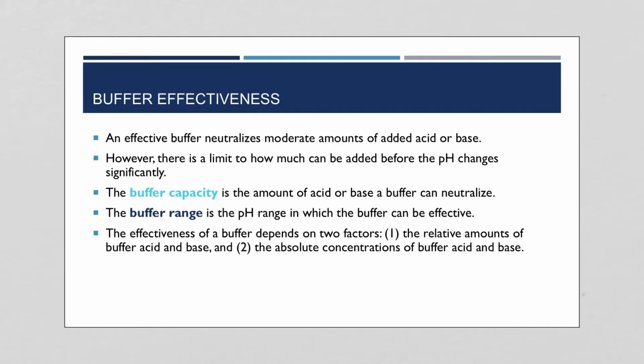Now, the effectiveness of a buffer depends on two factors. We already talked about the second factor here, that's the absolute concentration of our buffer acid and base. The other one is the relative concentration of the buffer acid and base. So meaning, do we have equal amounts? Do we have more of the acid than the base part of the buffer? That's what we mean by the relative amounts. So let's look at what those things do.